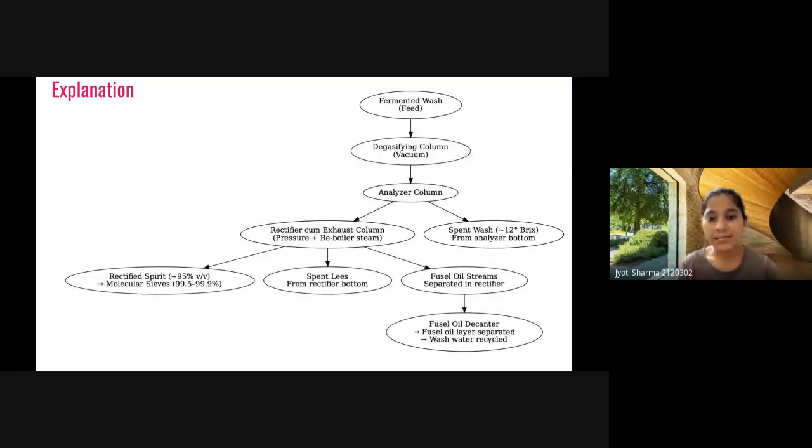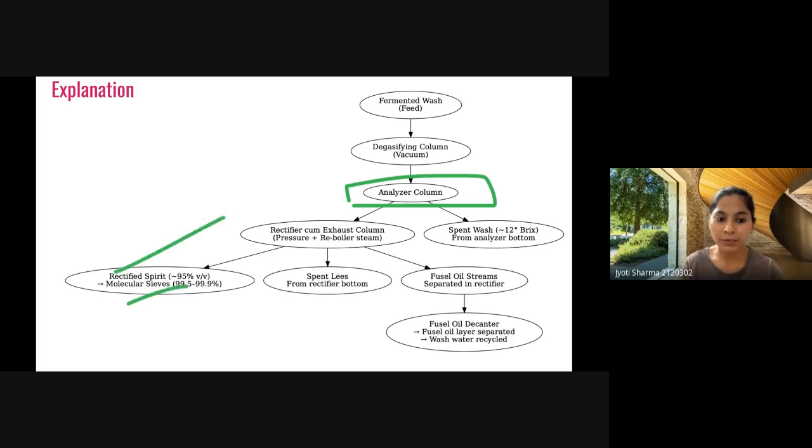Okay, so just see here. We have some analyzer column, and then we will get some rectified spirit or molecular sieve, by which we can filter and all. But just see that this is the product that we will get.